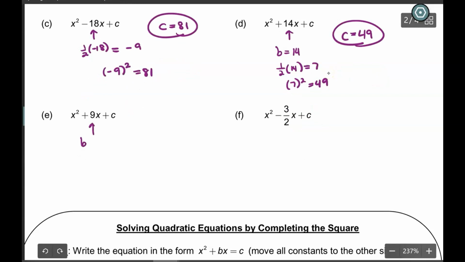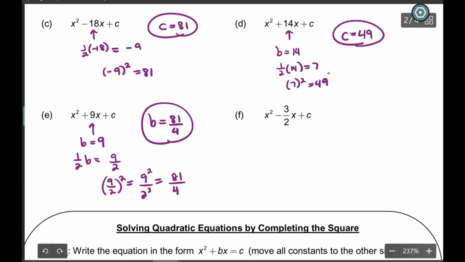Here b is 9. Half of b is just going to be 9 halves, right? 9 divided by 2 is just 9 halves. I prefer you to leave it in improper fraction, because next I want to square that. So when we square 9 halves, we square 9, we square 2, so we get 81 over 4. So c is 81 over 4.